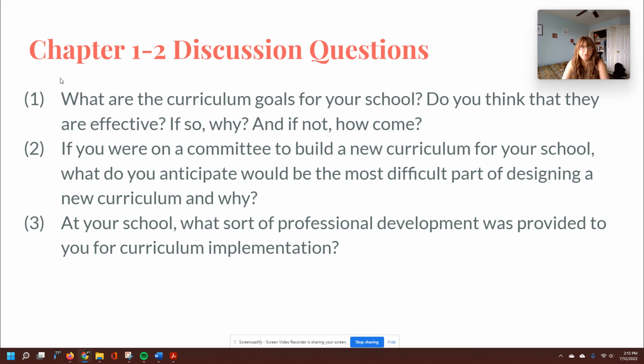Second question, if you were on a committee to build a new curriculum for your school, what do you anticipate would be the most difficult part of designing a new curriculum and why? And then my third question, at your school, what sort of professional development was provided to you for curriculum implementation?